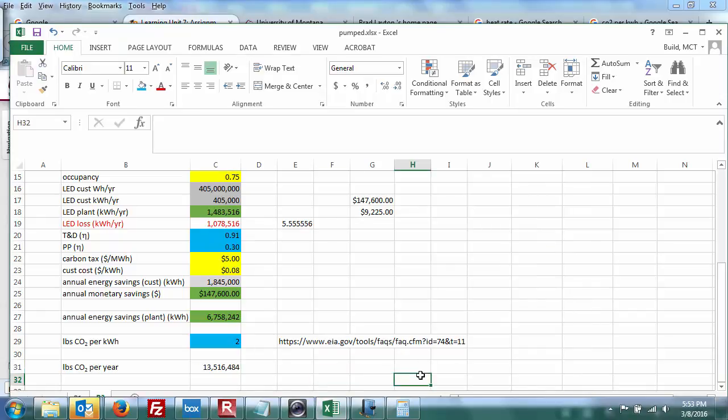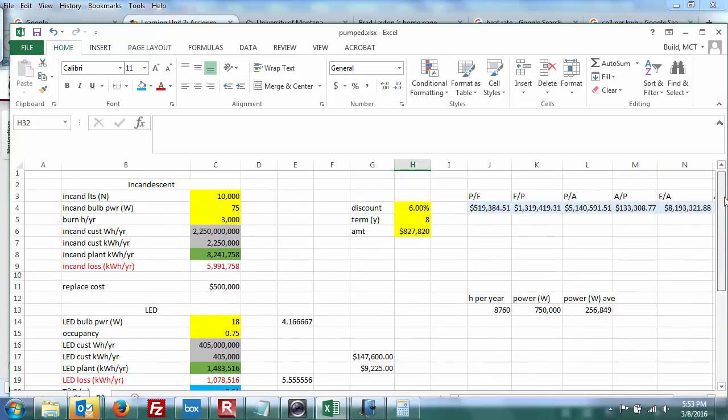13 million pounds of CO2. That is a lot. For just like this little light bulb problem. Yeah. Sorry, Cole, you're going to die soon. I mean, we'll try to save you. I think we have the answer, but you're going to die.